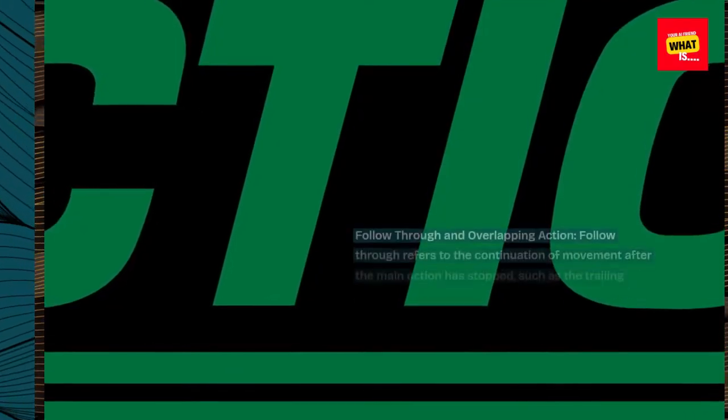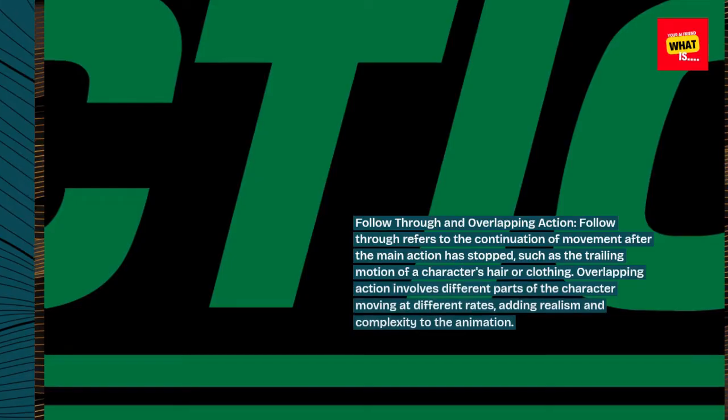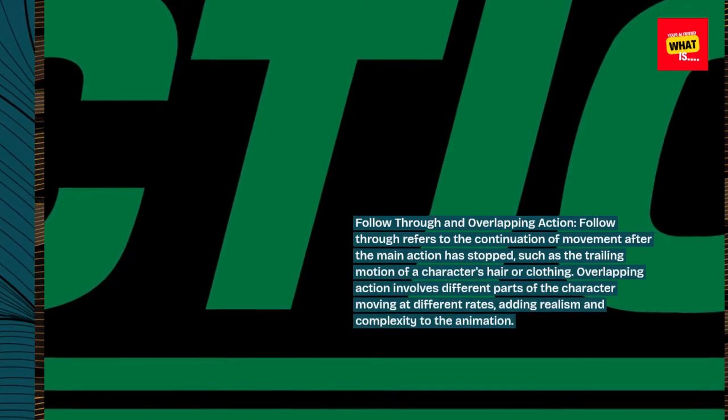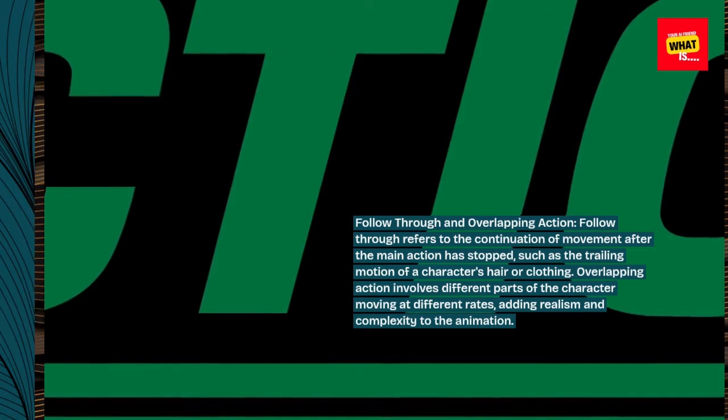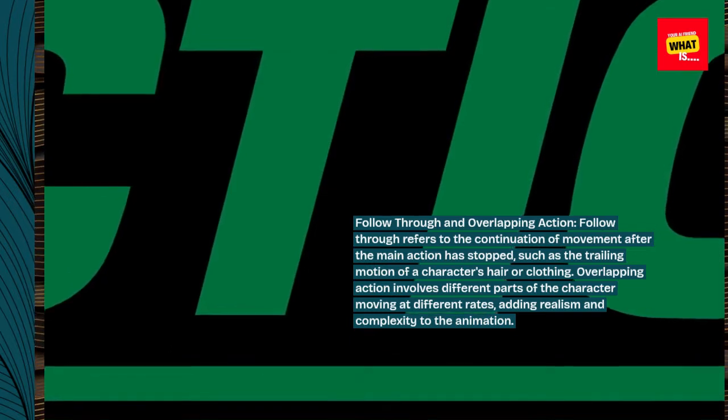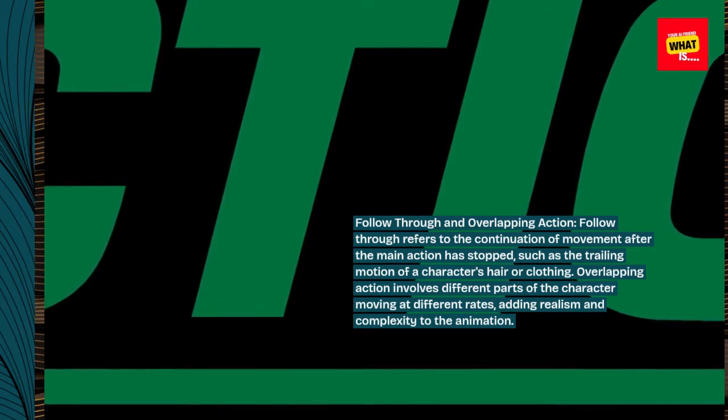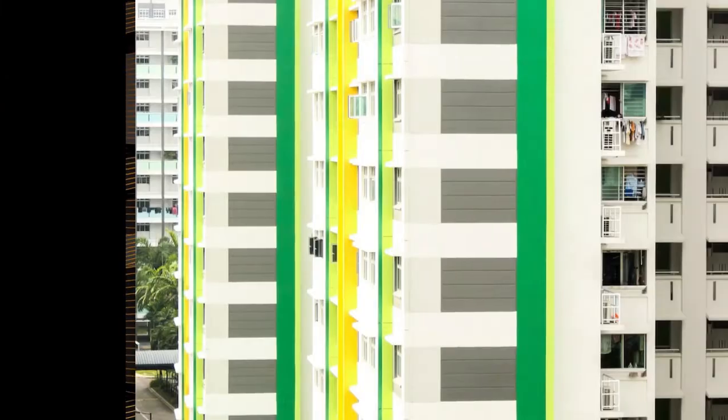Follow through and overlapping action. Follow through refers to the continuation of movement after the main action has stopped, such as the trailing motion of a character's hair or clothing. Overlapping action involves different parts of the character moving at different rates, adding realism and complexity to the animation.